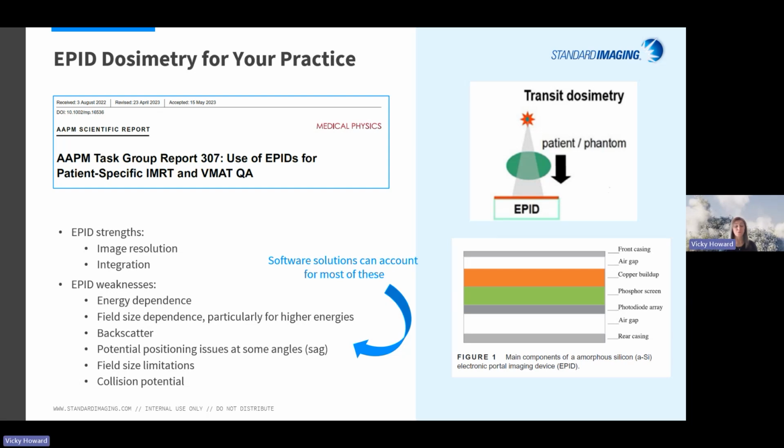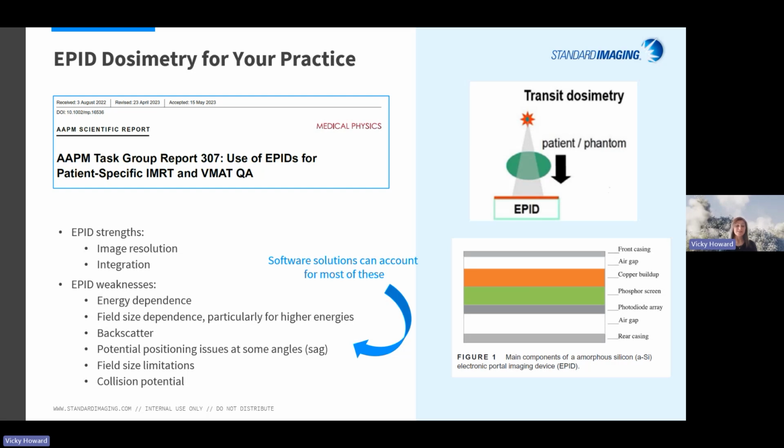Now, of course, we all know that there are some weaknesses of EPID panels and their dosimetry. First, there is an energy dependence. There's also a field size dependence that is more particularly there for higher energies. You do have to consider backscatter. There can be potential issues with positioning of the panel, as there could be sag with certain gantry angles. There are, of course, field size limitations. The panel has a set size, and then there's a collision potential for certain treatments. So you have to be certain as to what treatments this is applicable to.